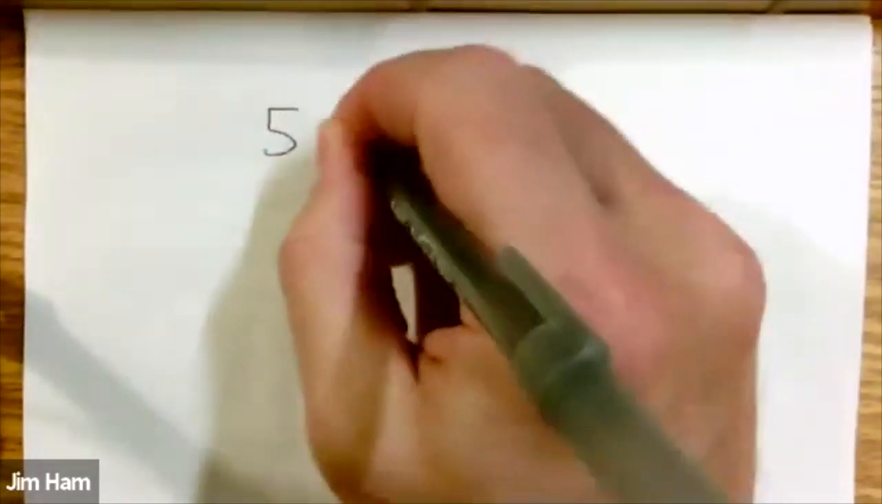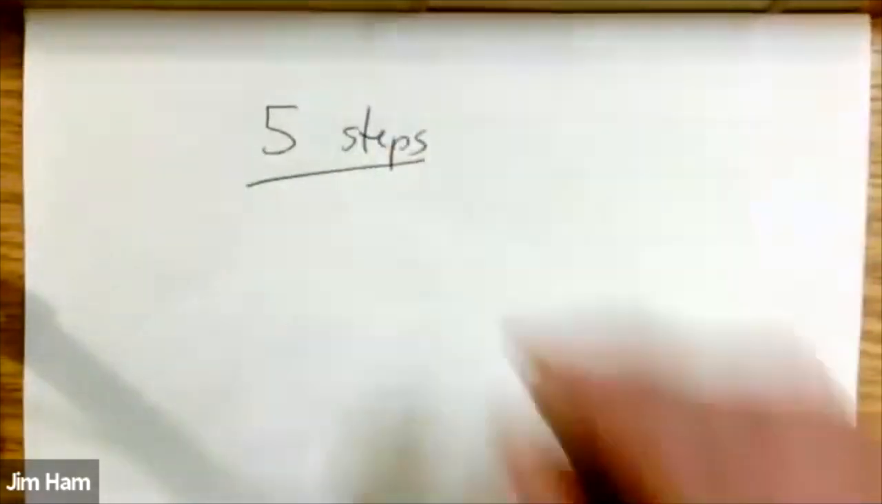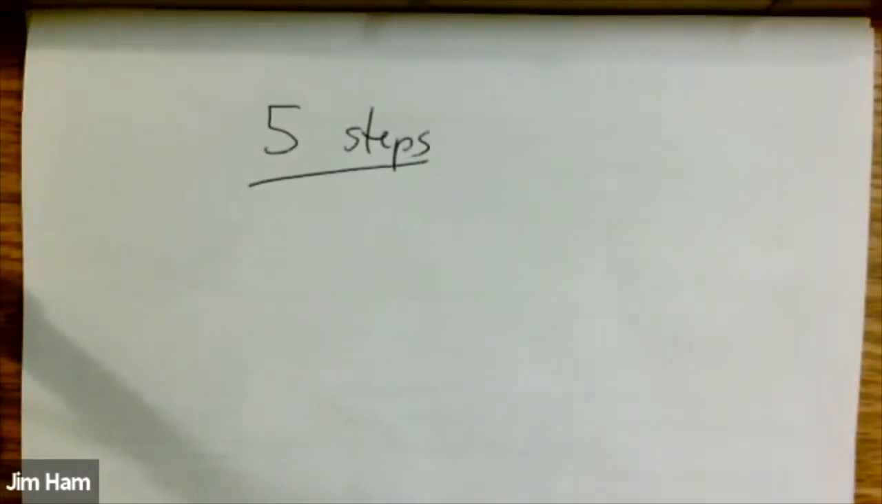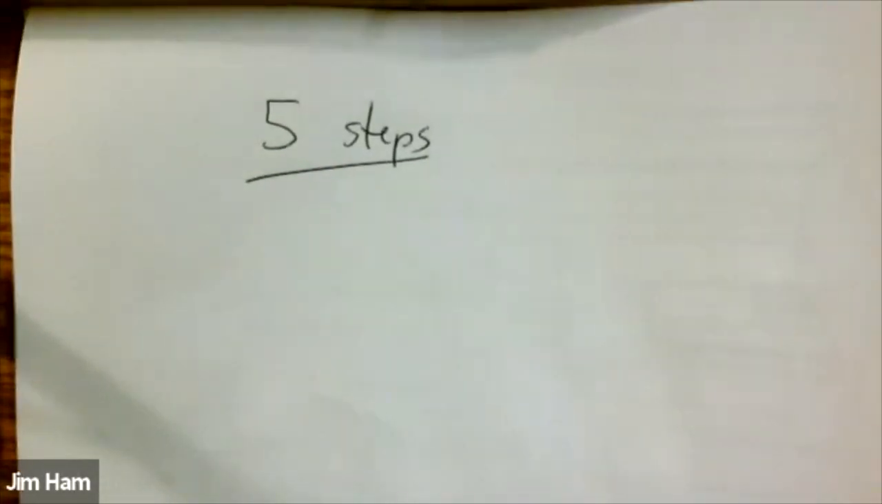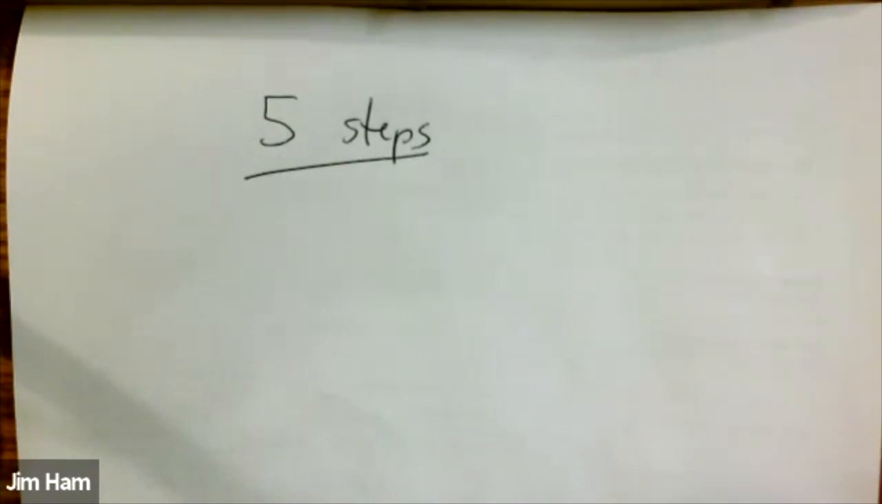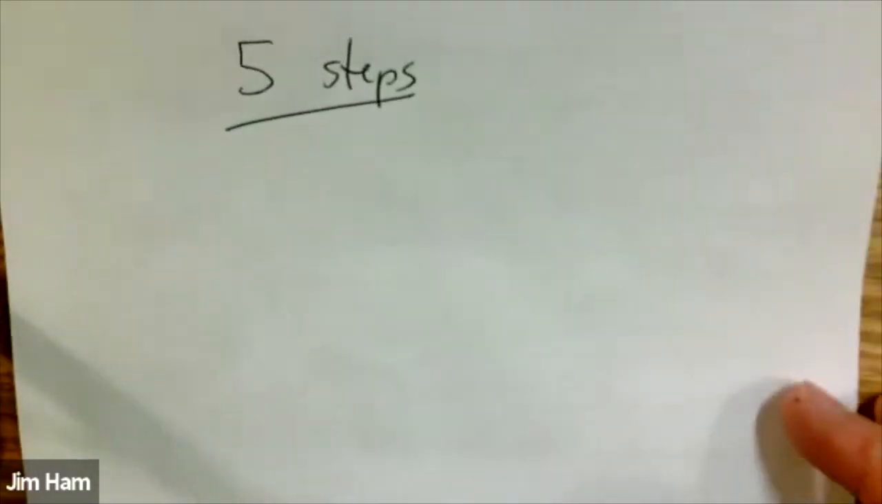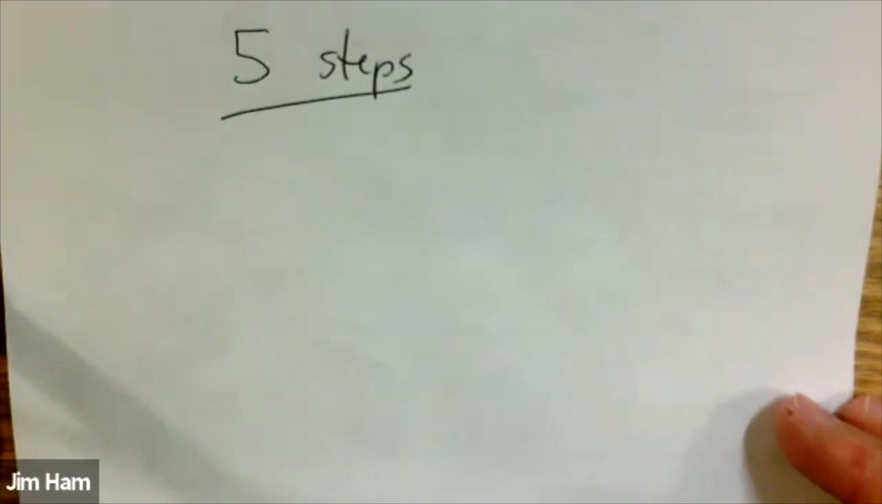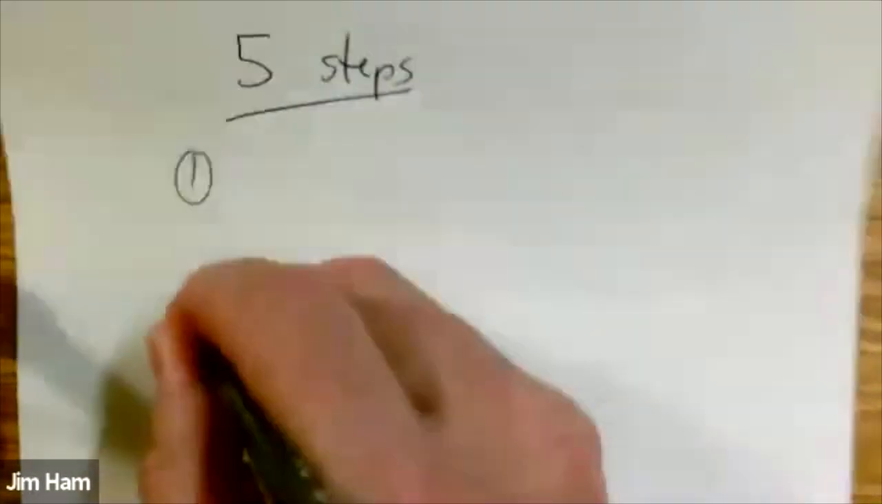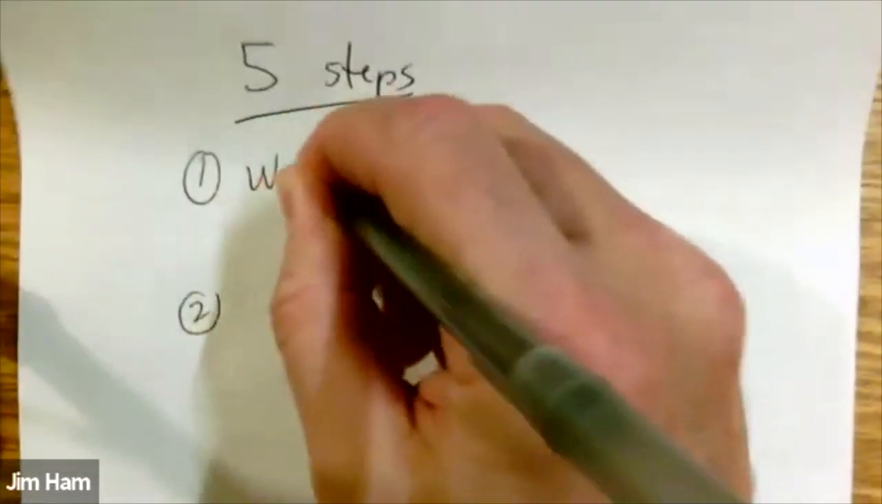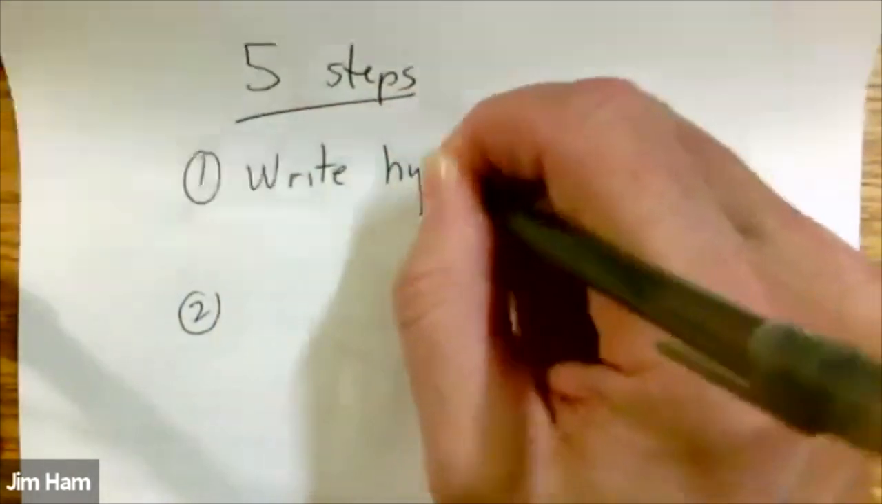Okay, now if you recall from last time, there were 5 steps. And doing a hypothesis test or testing a claim about a population mean or a population proportion involves going through these 5 steps. And so what we just did on that worksheet were steps 1 and 2. So step 1 is to always write the hypotheses.